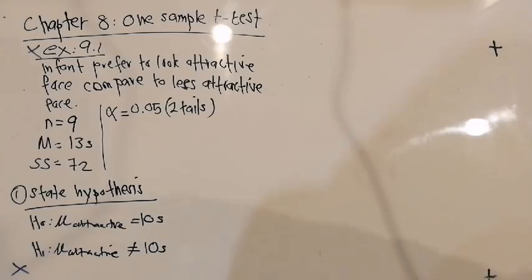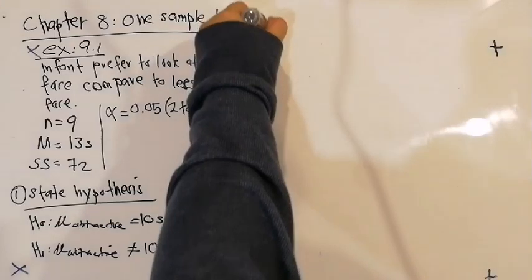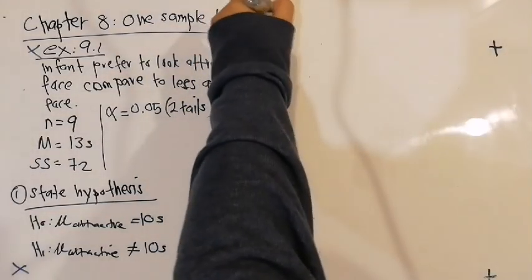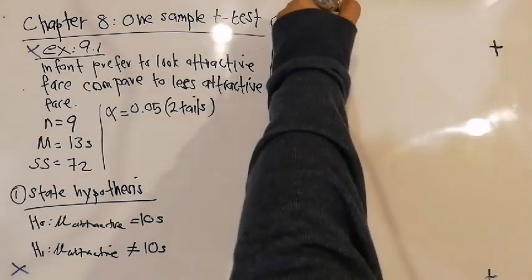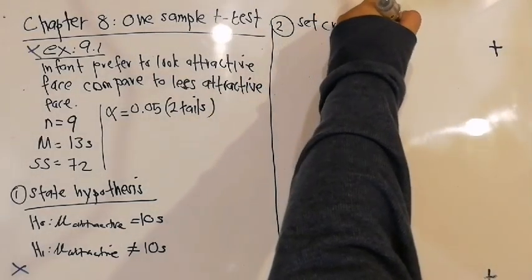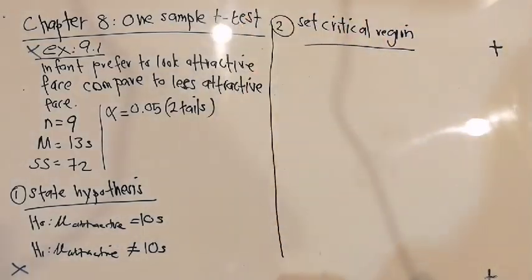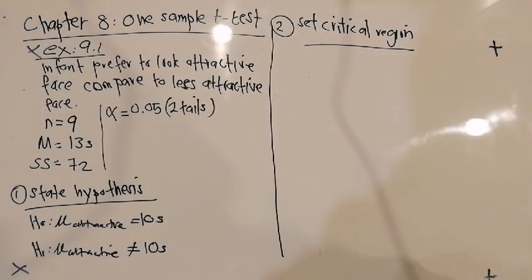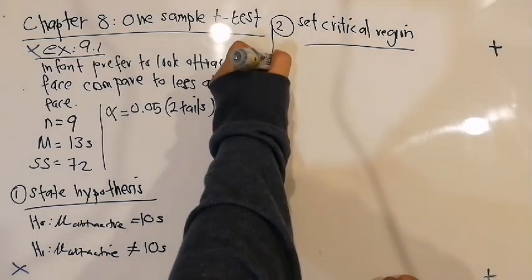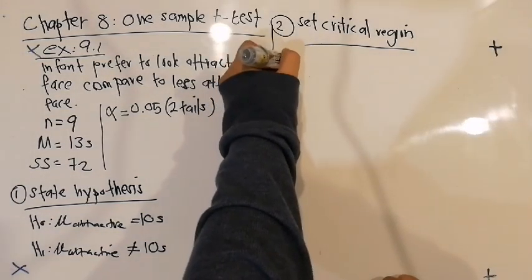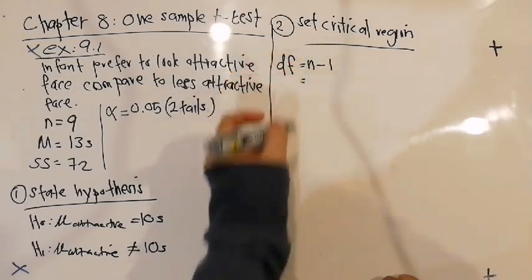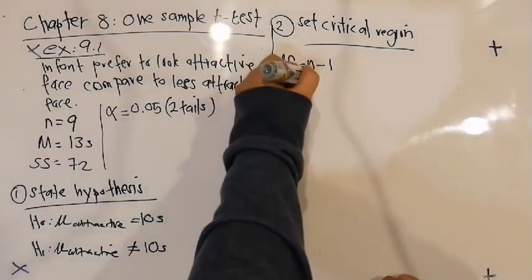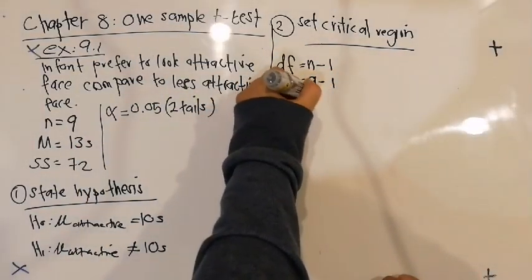Okay, next step. Remember what is the next step? You have to set your critical region. Setting the critical region means you have to find it in the table, right? To find it in the table, you have to find df, because the table is by df. So the formula for df is n minus 1. It means 9 minus 1 equals 8.